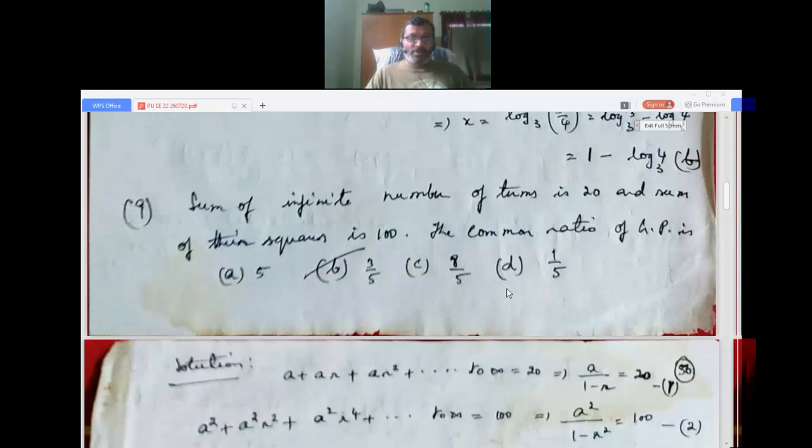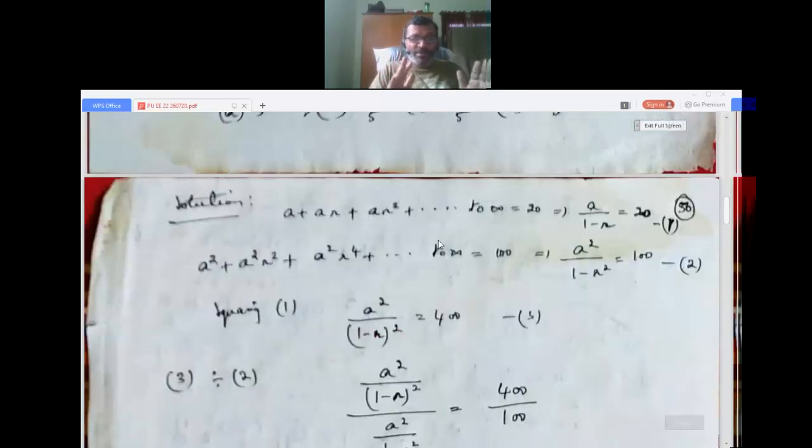Okay, so once again I'll explain that problem. The sum of infinite terms is 20 and the sum of the squares is 100. The common ratio of the GP is: first option 5, second option 3 by 5, third option 8 by 5, fourth option 1 by 5. The sum of the infinite terms, since it is a GP, we take it as a plus ar plus ar squared till infinity.